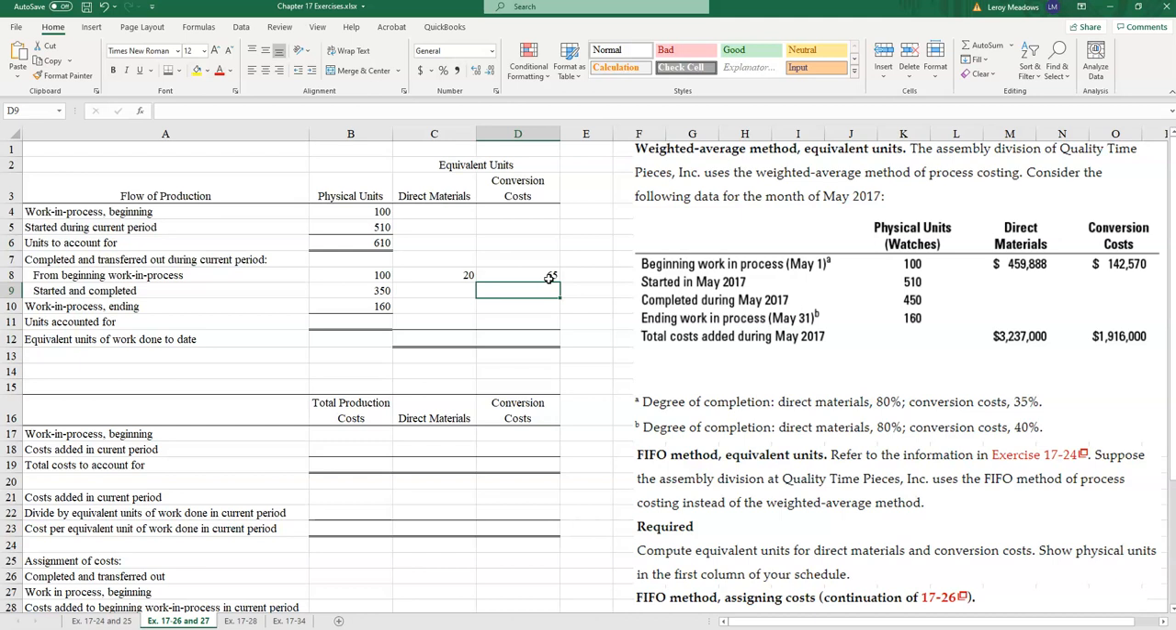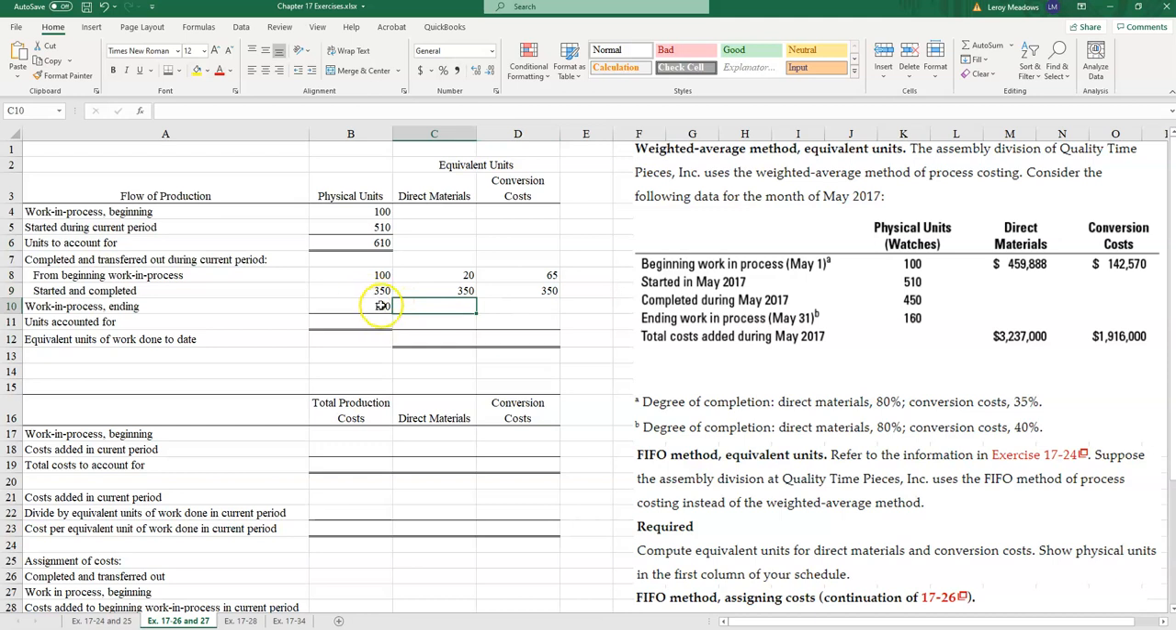Now, the started and completed units, the fact that we started them and completed them in this period means we did everything in this period for them. So they are fully complete with respect to materials and conversion costs. Now, let's take a look at the value of the ending work in process inventory.